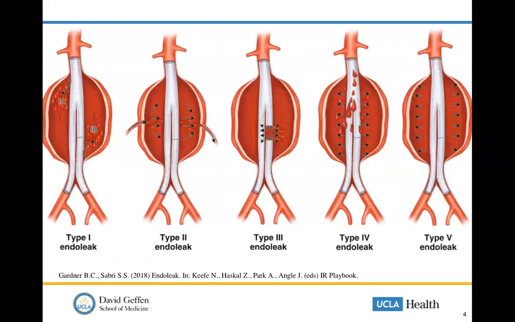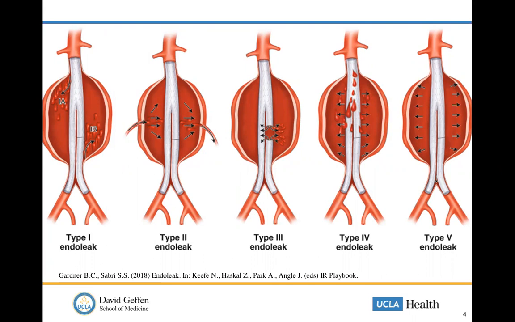Just a review on endoleak types. Your type 1A and B, superior and inferior aspect leaks. Your type 2, typically retrograde filling from an iliolumbar or IMA. Your type 3, between components leak at the contralateral gate or fabric. Type 4, porosity, and type 5, endotension.